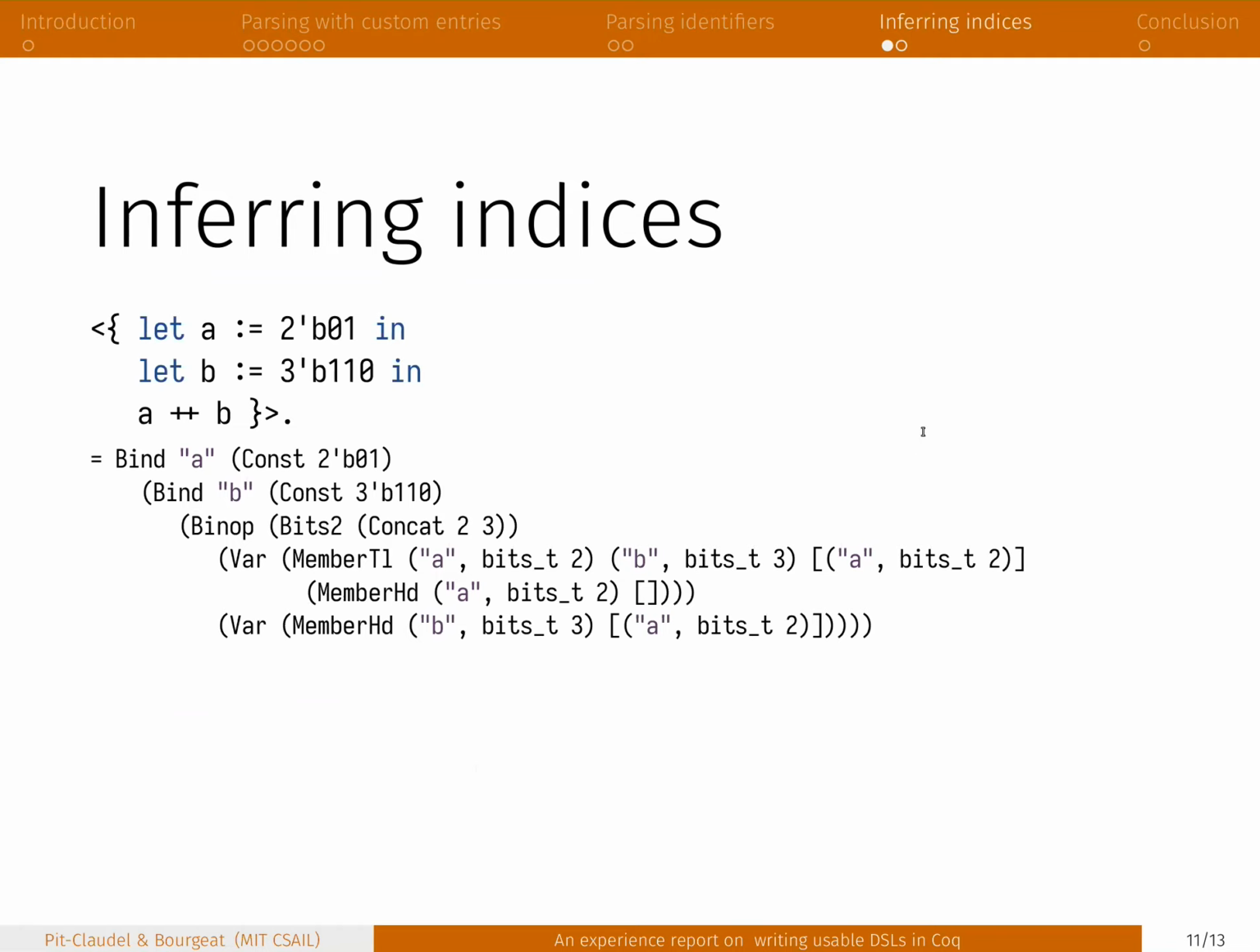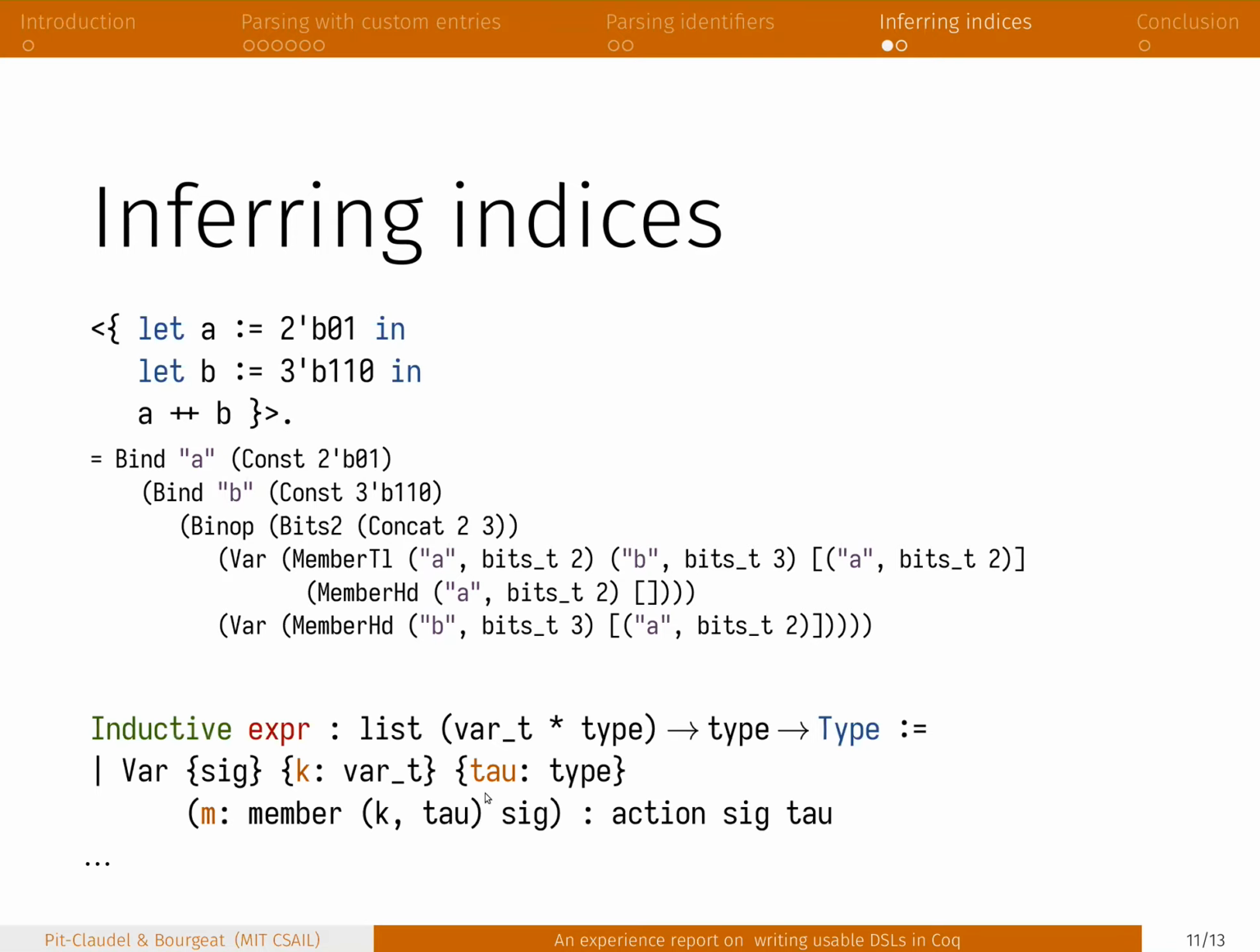For this, CoqPL uses dependently typed De Bruijn indices, which means that each variable reference includes a proof that the variable appears in the list of variables currently in scope. This is what the member HD member TL constructs mean in the AST. So if you look at the AST node for a variable binding, it looks like this. It has a variable named var_t, but also a proof, the member part, that this name is in scope. Of course, we don't want to write these proofs by hand, so we need to infer them automatically.